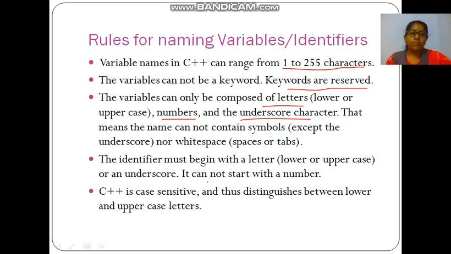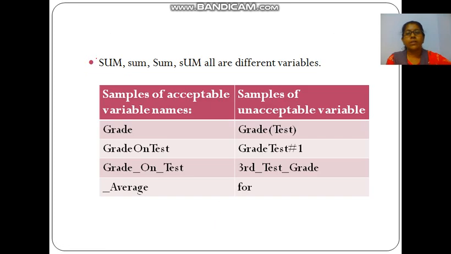Then, fourth rule, it must start with a letter or an underscore. You can start a variable name only with a letter or underscore. That means you can't start it with a digit. Then, C++ is case sensitive. That means upper and lower case letters are different. Let's see with some examples. Look at these examples. All are sum, but there is a difference. This is all capital letters, this all small letters, and this some capital and some small letters. So all these names are different, even though they are all sum.